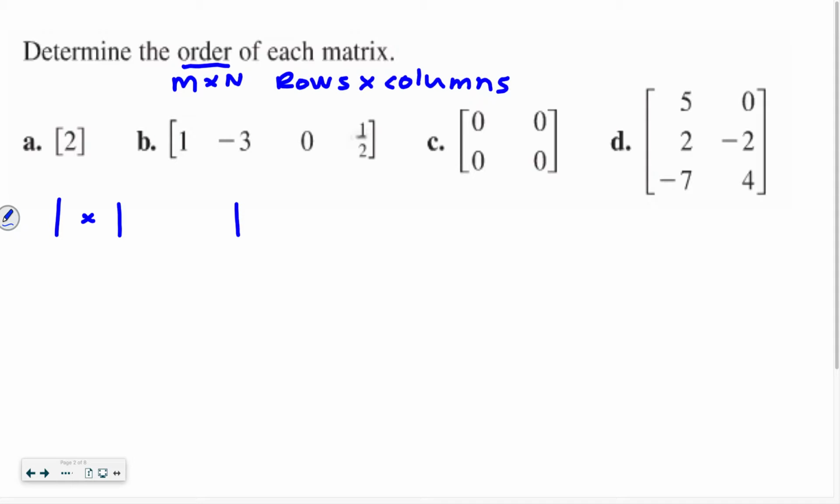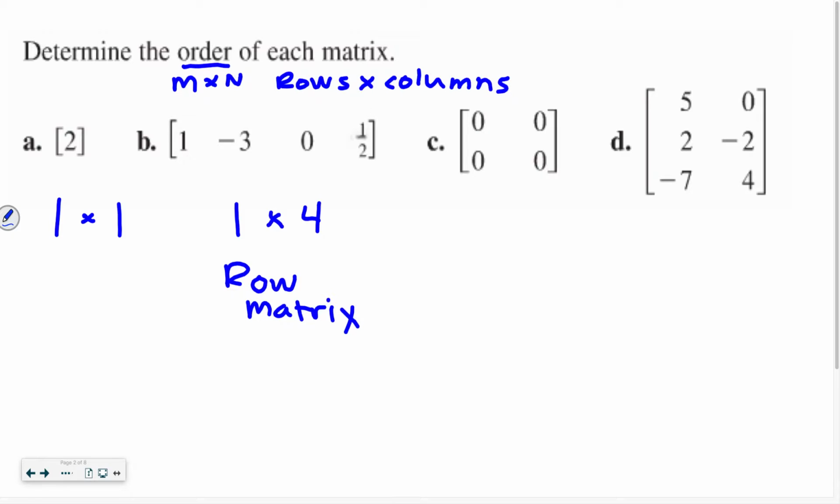1 by 4. Rows are horizontal, so we have 1 horizontal row, and then we have 4 separate columns. A 1 by 4 matrix has 4 entries. This matrix has a special name because it's just 1 row. It's called a row matrix. You could imagine there's also something called a column matrix that is a single column.